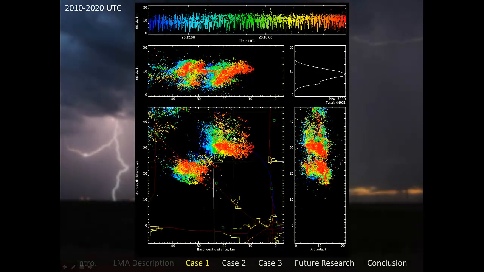Two things to note: here's the northern cell. You can see that there's a pretty distinct area of sources taking place here, and here's the southern cell that also is starting to show its own area of sources as it starts to develop.